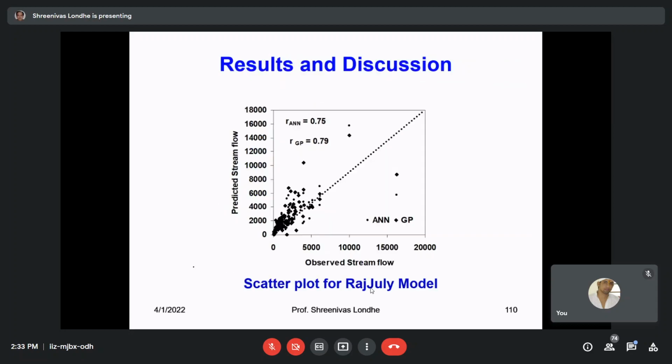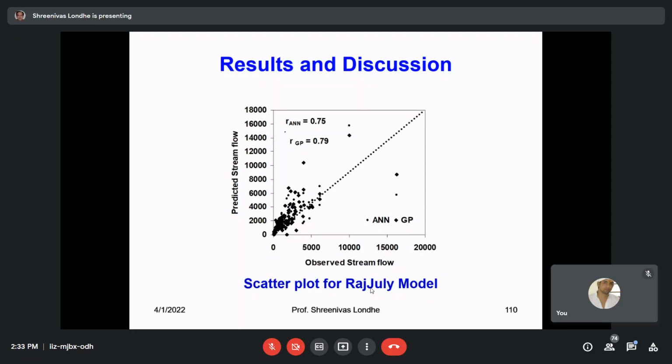Let us go further. You can see that the results are shown as a scatter plot. This is observed and this is predicted. This is the 45-degree line. If the values are placed on this 45-degree line, then we can say that it is a perfect match. But it is very clear that it is not so. Some values are over predicted, some values are under predicted.